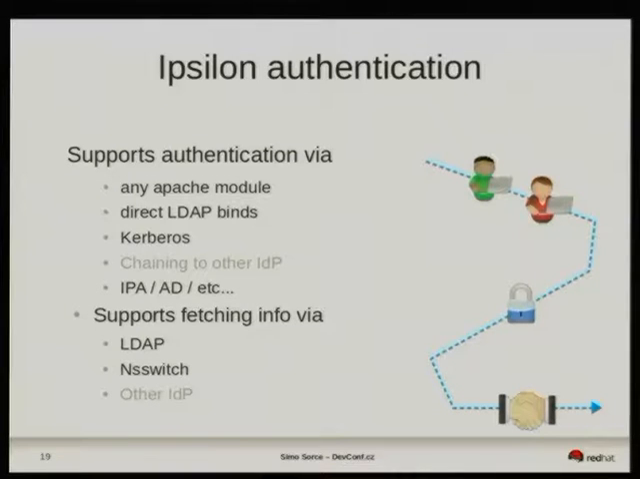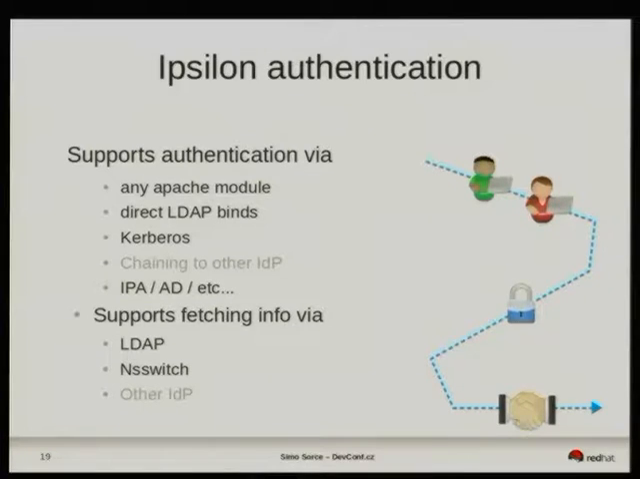And it's grayed out because we don't have explicit support of it, but it happens via Apache module, chaining to other IDPs. It's nice that you can actually have chaining to another IDP, because some people may have one in their company, but it may have restrictive policies, or maybe it doesn't support all the protocols. You may want to chain Ipsilon to it. And that way, you can actually use other federation protocols.